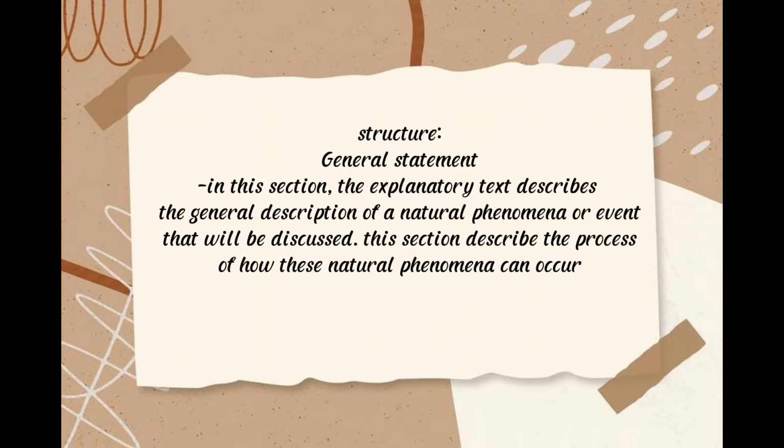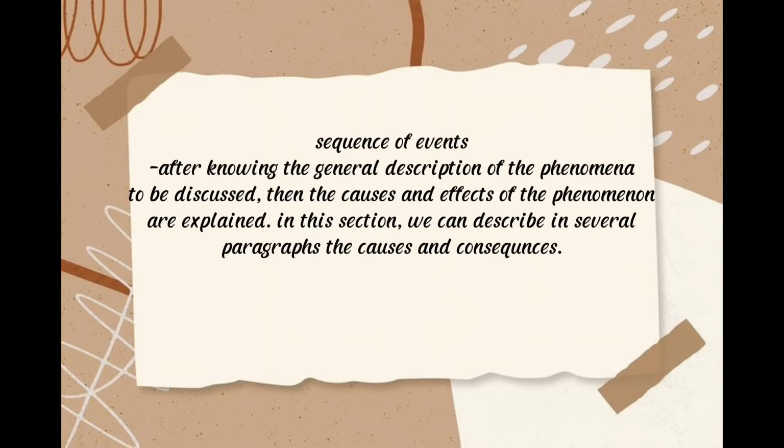Structure of explanation text. First, general statement. In this section, the explanatory text describes the general description of a natural phenomenon or event that will be discussed. This section describes the process of how these natural phenomena can occur. Second, sequence of events. After knowing the general description of the phenomenon to be discussed, then the cause and effect of the phenomenon are explained. In this section, we can describe in several paragraphs the cause and consequences.